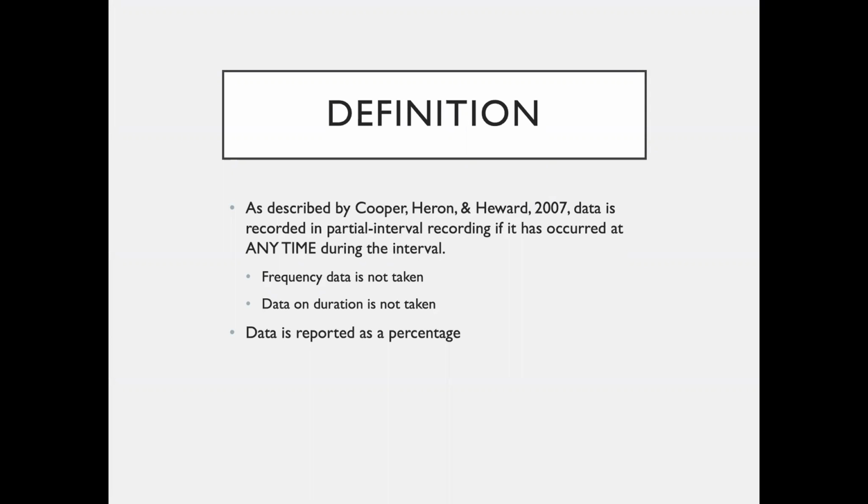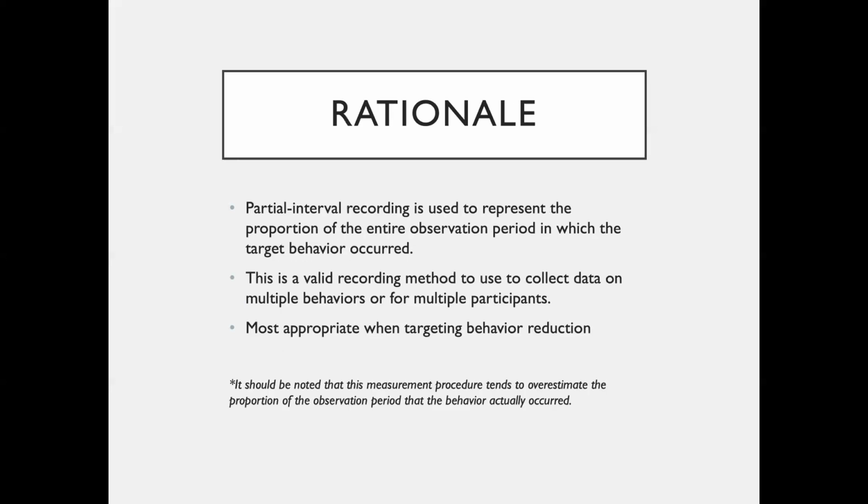The frequency data is not taken, nor is duration. You simply mark down if the behavior has occurred. So let's say while you're recording the data and it's a minute-long interval, for example, you would mark off that the behavior occurred even if it was within the first 10 seconds and it didn't happen again. And then you wait for the next interval to start before you record more data as to whether or not the behavior occurred during that next interval. At the end of recording all of the intervals, you will calculate this as a percentage.